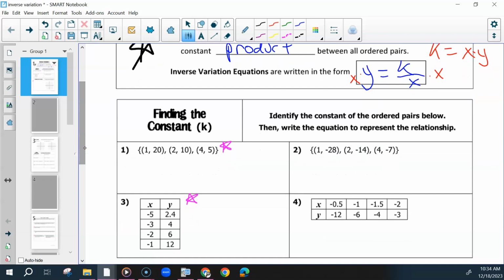For number 1, we're going to multiply 1 and 20, 2 and 10, and 4 and 5 together, and see if the k value is the same. So 1 times 20 would give us 20. 2 times 10, 20. 4 times 5, also 20. So that is our k value, because it's the same for all of them. Then to write our equation, it's going to look like this. Y equals k over x. So y equals our k value, 20 over x. Questions on that?